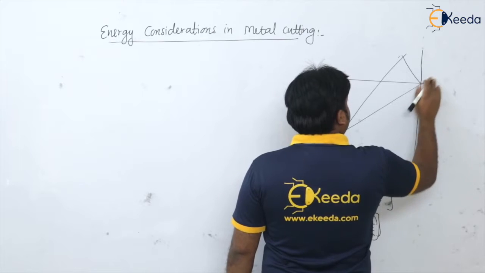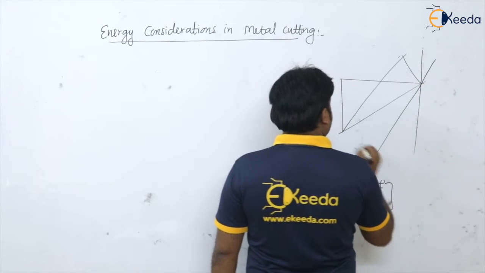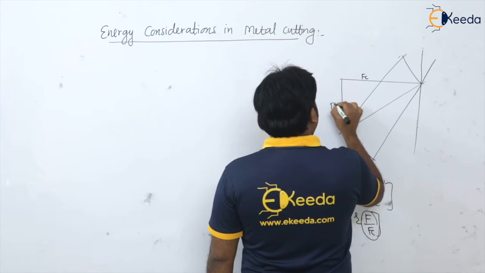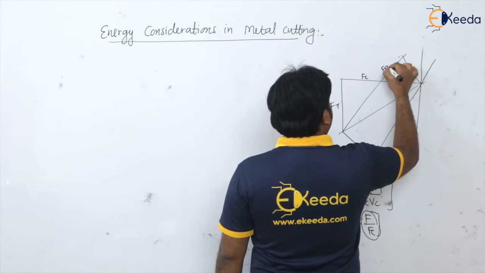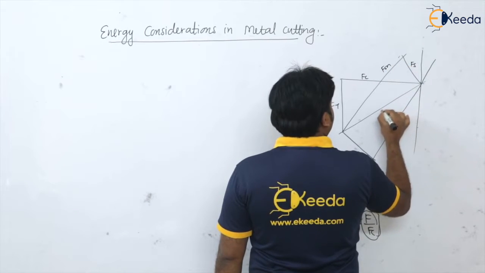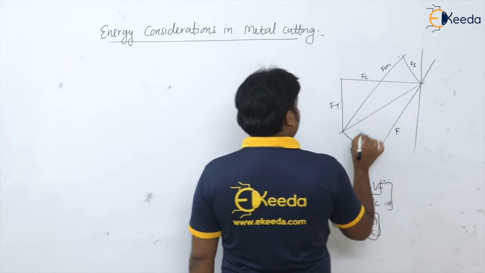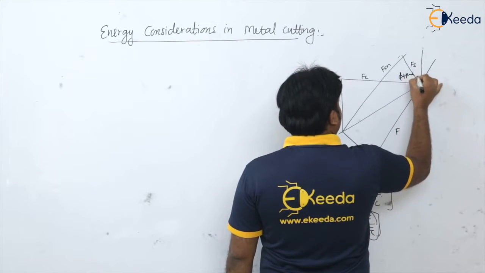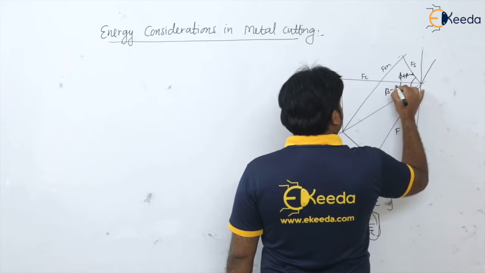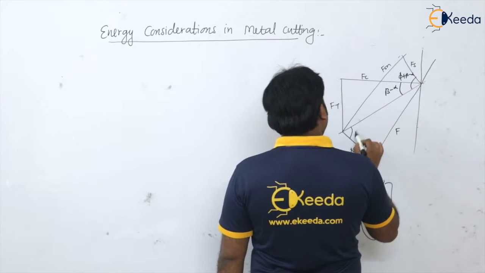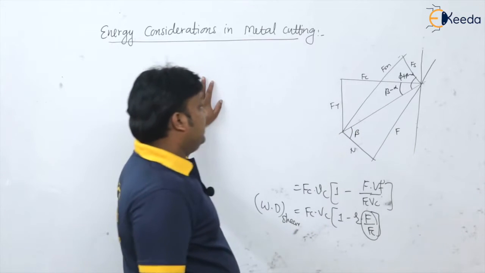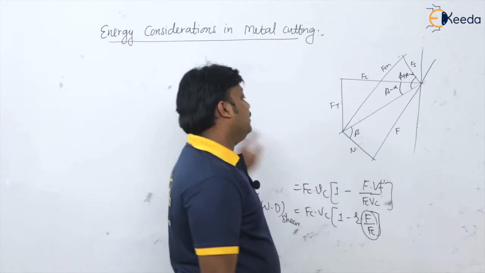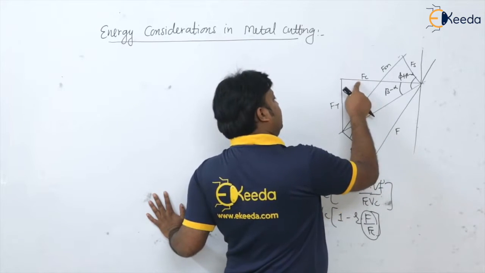So this is the rake face. Okay, Fc, Ft, Fsn, Fs, friction force, normal to the friction force. This total angle phi plus beta minus alpha, this angle beta minus alpha, and this angle beta. Okay, so we want the relation between this F and Fc. So here is F and here is Fc.